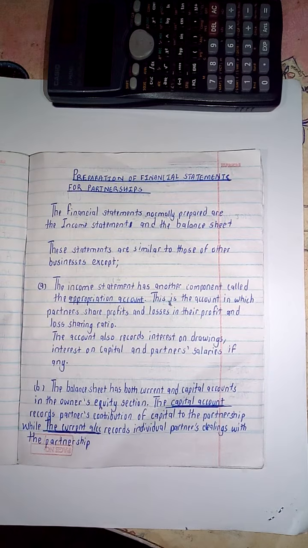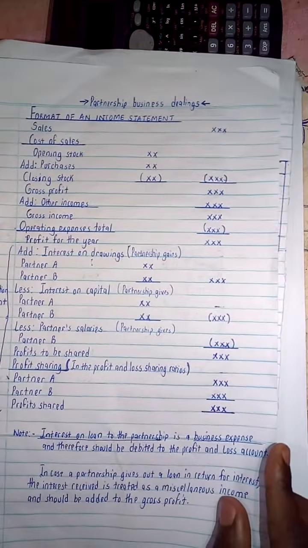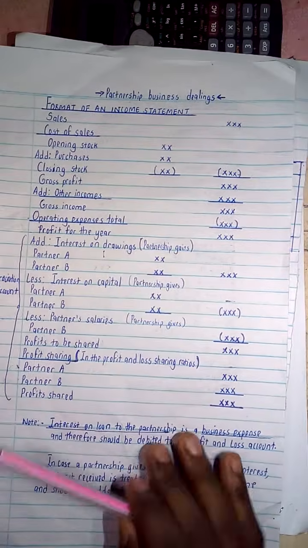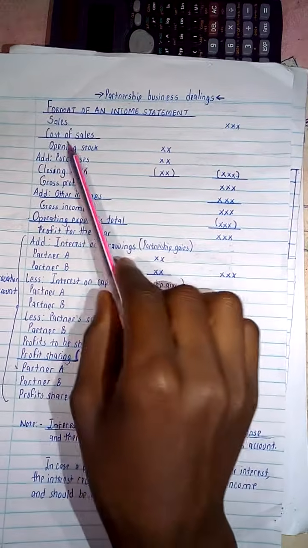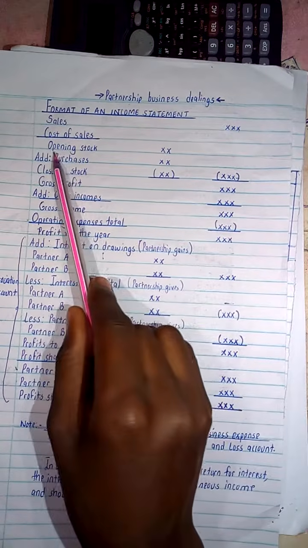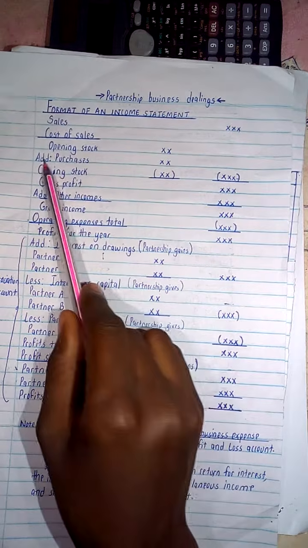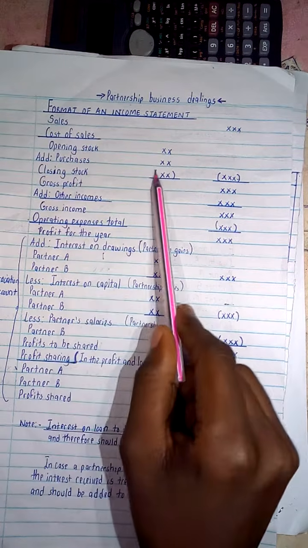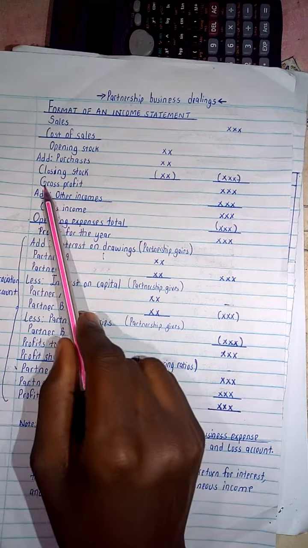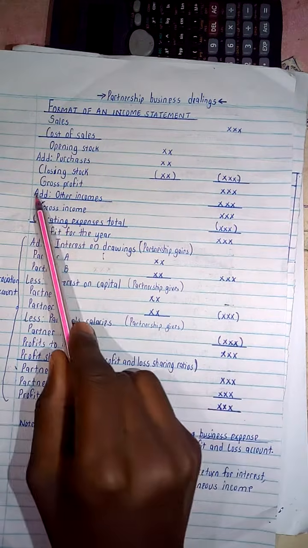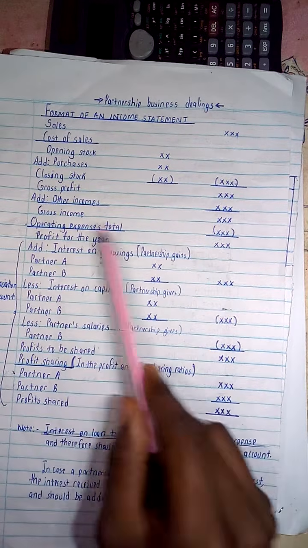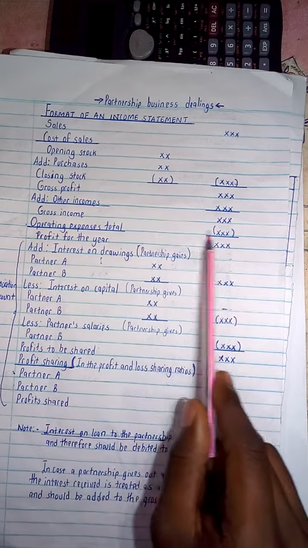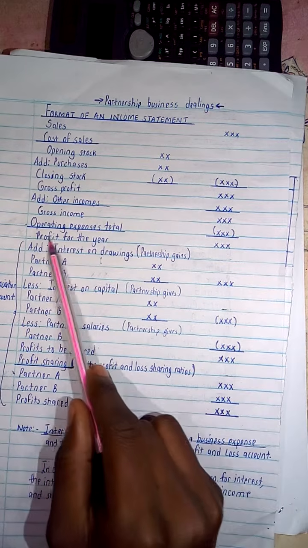Then I would like to present to you the format of the income statement. Now, you have the normal format of an income statement, having the sales, cost of sales, opening stock, add your purchases, then less the closing stock, which I've put in brackets. Then you get the gross profit, then you add other incomes, then gross income, then you less your operating expenses, then you get your net profit or profit for the year.